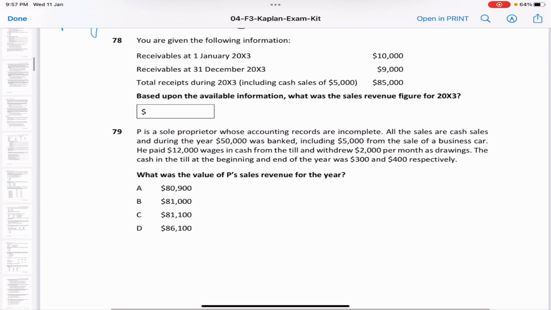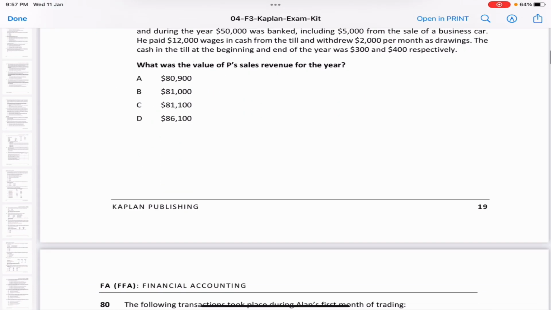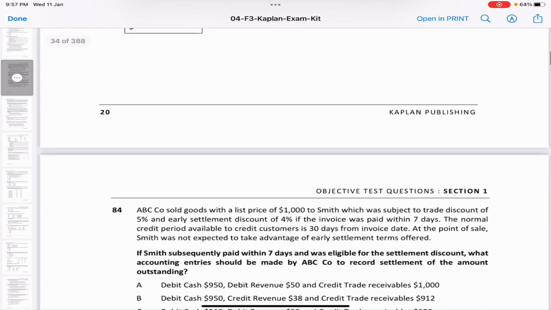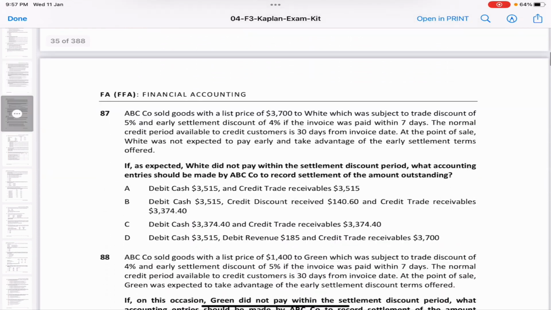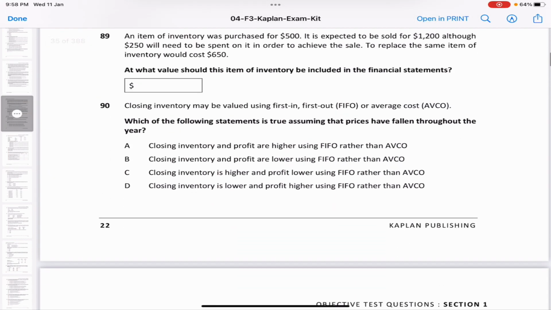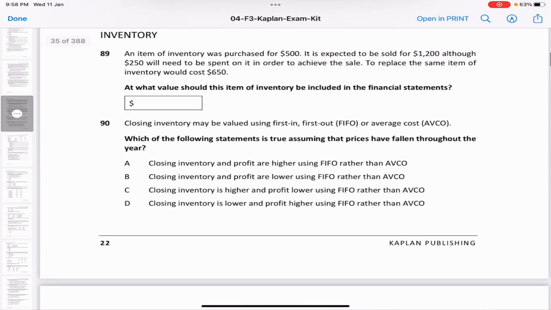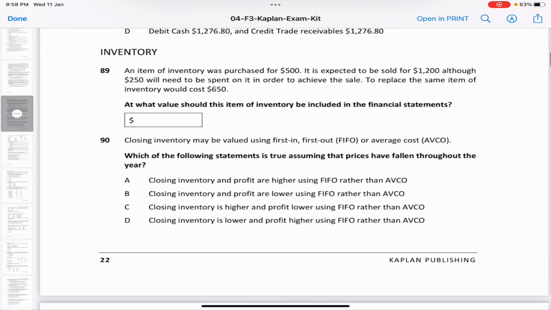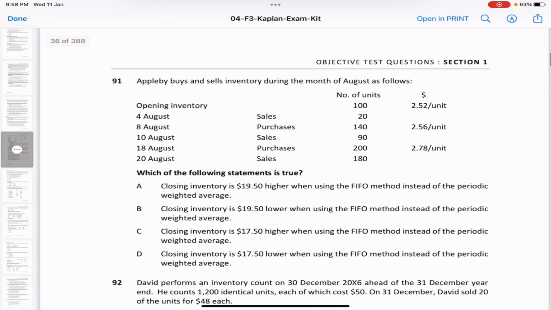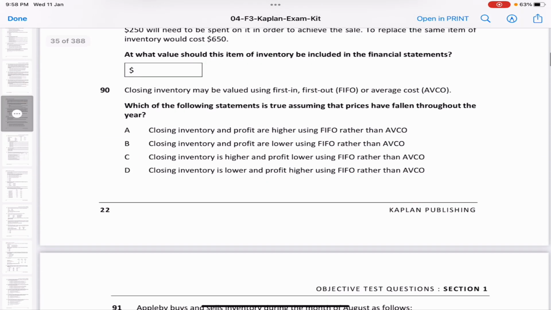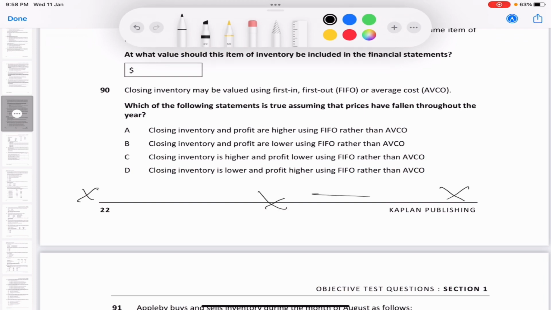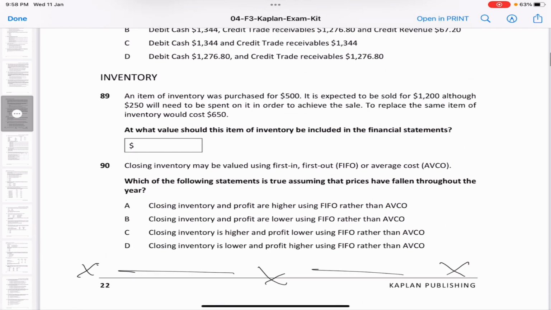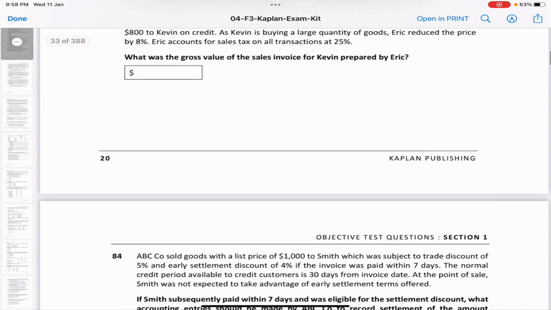Question 78: you are given the following information. So we have receivables with us. Okay, let's just quickly see how many questions are there in this chapter. In this particular video, I think I will not be able to complete inventory. So we will be starting with inventory later, and let's do till question number 90 in this video, and after that we'll be moving on from 90. I hope that's not a problem.